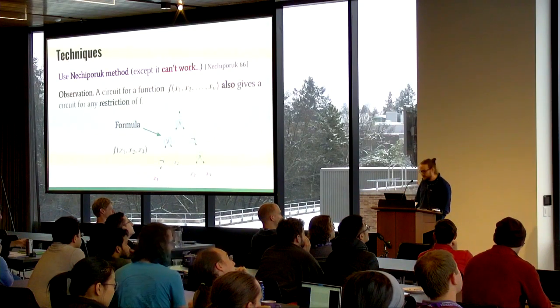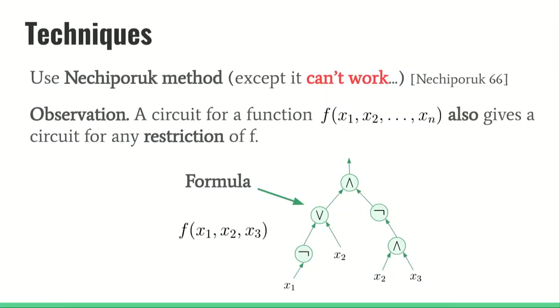Well, the answer is that we're going to recruit a classical technique, except that in some sense, it provably can't work. So that's, I guess, what's innovative about this paper. So what is the Nechiporuk method? Well, the main observation is just the following. If I have a circuit for a function, it also gives me a circuit for any restriction of the function. So if I plug in a value for x1, I can simplify the circuit and get a new circuit for the subfunction obtained by this restriction.